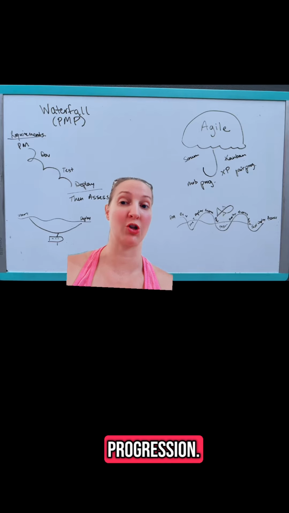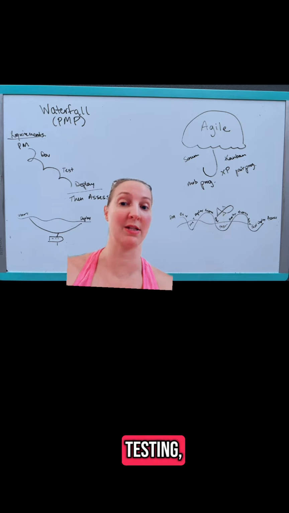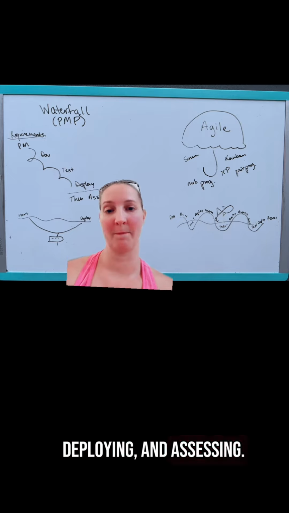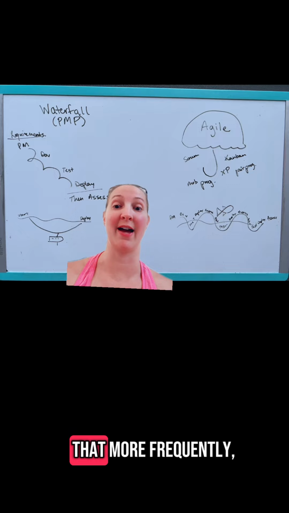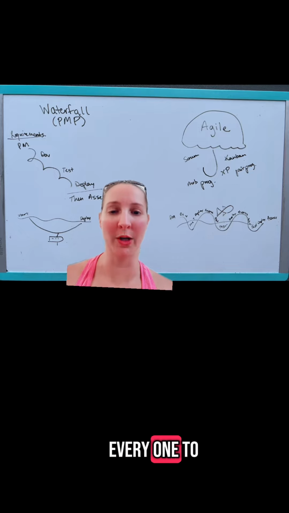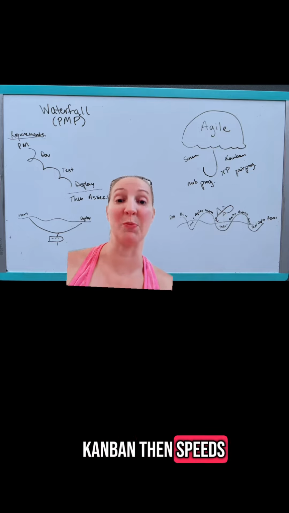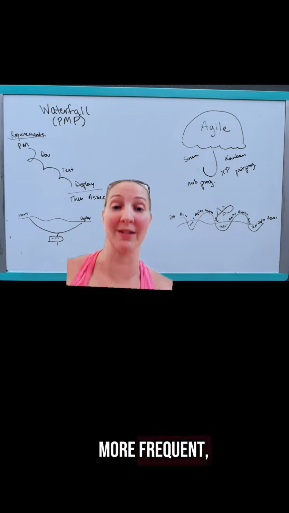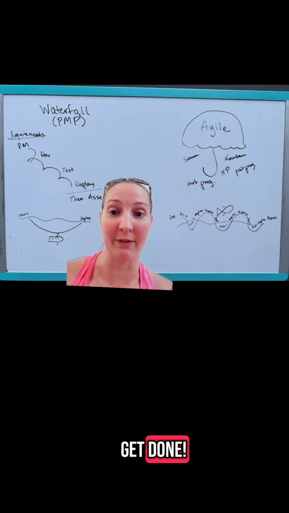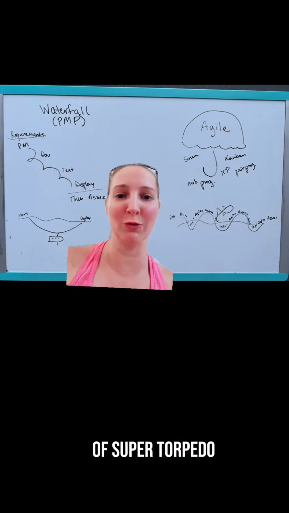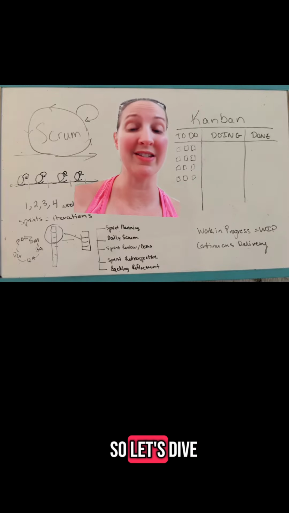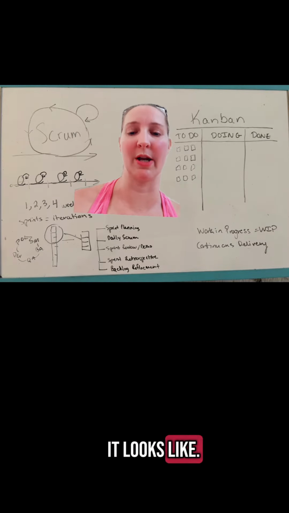Think of this progression. Waterfall has development, testing, deploying, and assessing. Scrum then does that more frequently, every 1 to 4 weeks. Kanban then speeds that up even more, delivering whenever we get done. So what kind of super torpedo dolphin would that be? So let's dive into why that is and what it looks like.